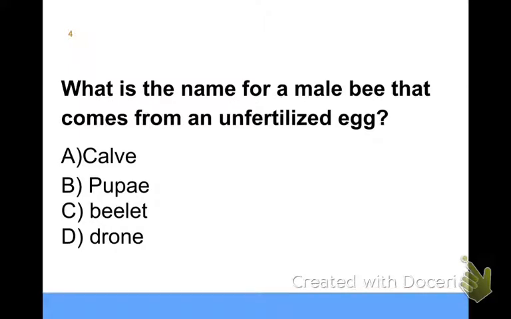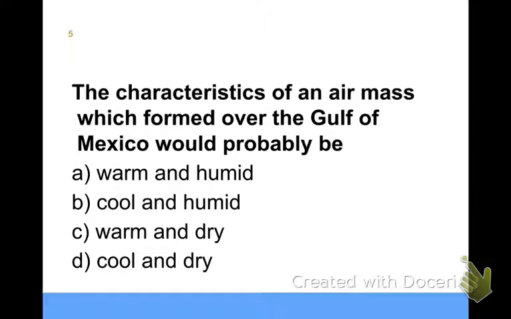In 5, 4, 3, 2, 1. Number 5. The characteristics of an air mass which formed over the Gulf of Mexico would probably be A. Warm and humid, B. Cool and humid, C. Warm and dry, or D. Cool and dry.